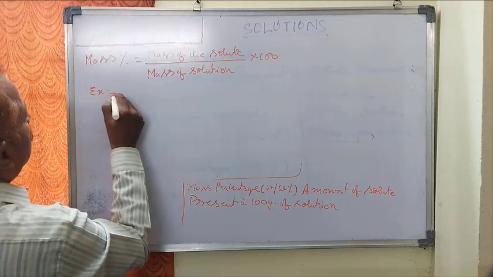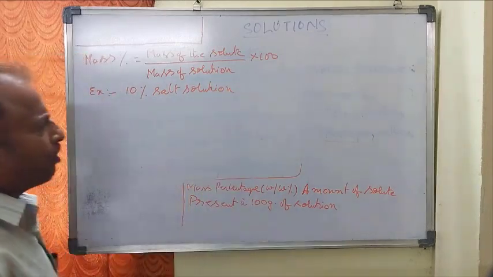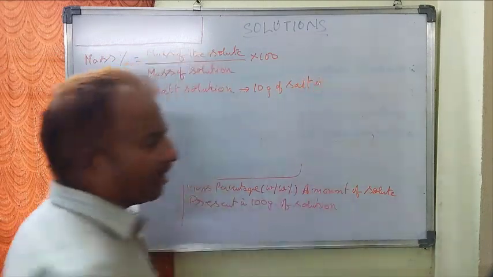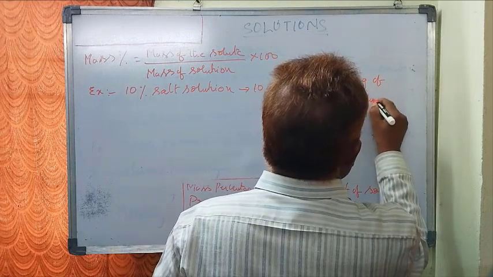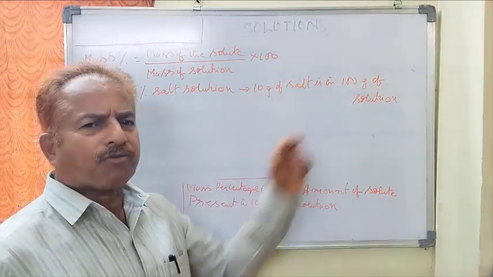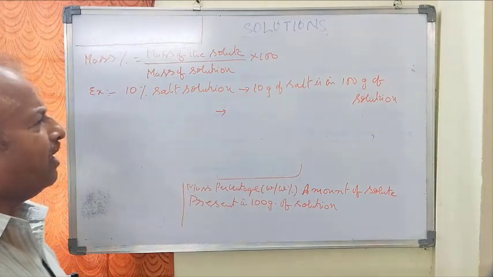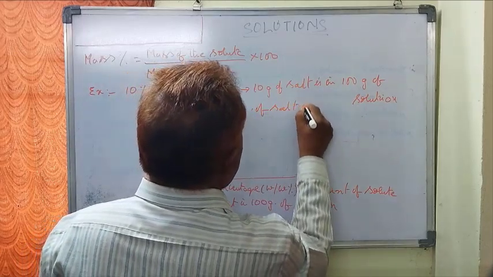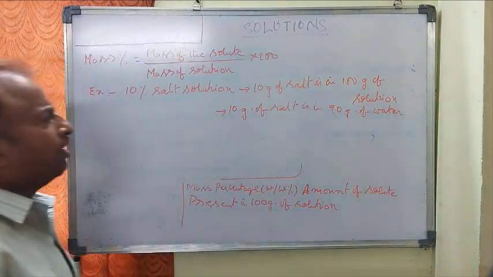Now let us take an example. A 10% salt solution means 10 grams of salt is in 100 grams of solution. That means 10 grams of salt is dissolved in 90 grams of water. So this is the total mass of solution. In the total mass of solution, 10 grams of salt is there. The remaining is the solvent, that is water. So 10 gram of salt is in 90 gram of water. So this is mass percentage.